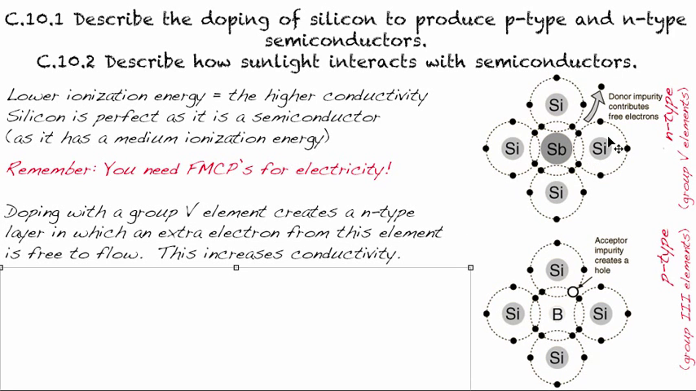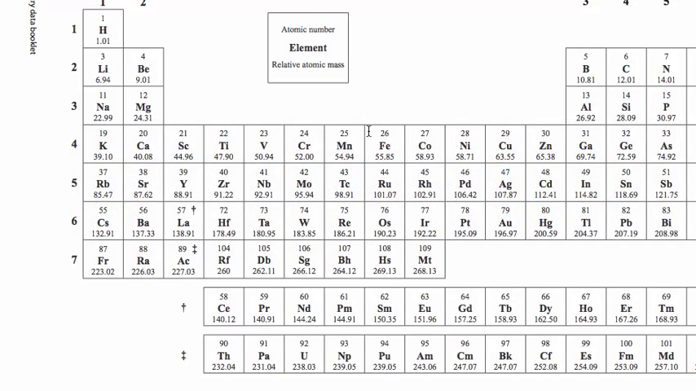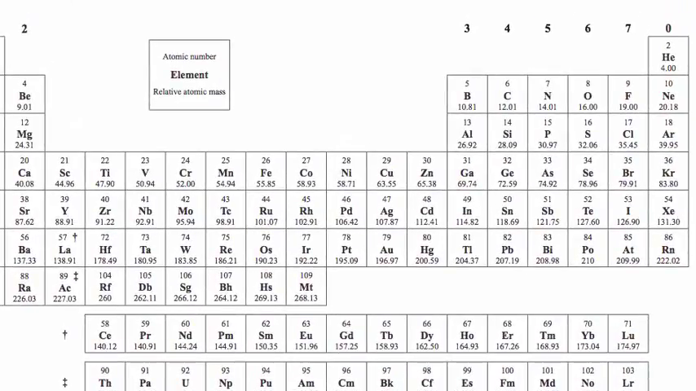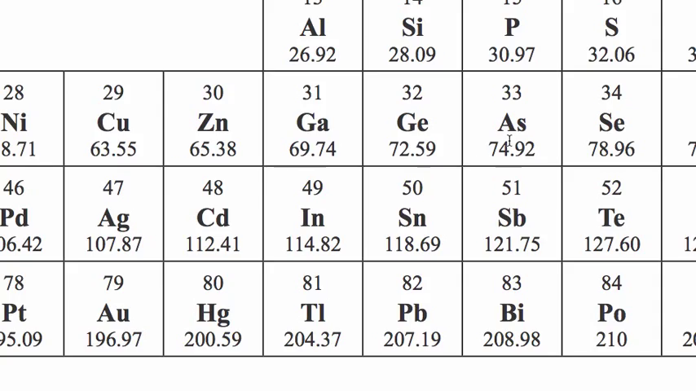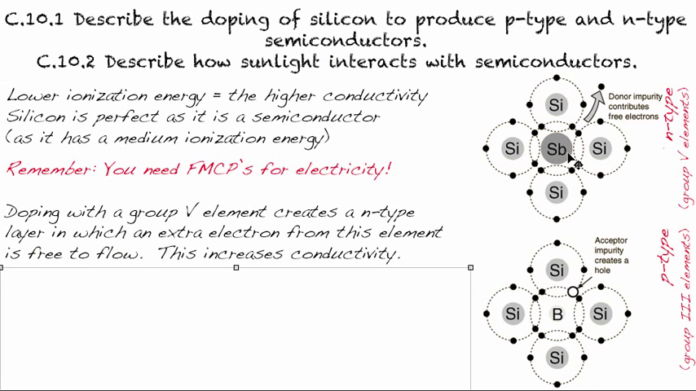So let's start with the N-type, which is drawn here. What we do is we dope the silicon with a group 5 element. So any of the group 5 elements listed here, and in this case, in the picture, we're going to use antimony. The reason that we use a group 5 one is because it has an extra electron that is free to flow. So in other words, all the group 5 elements have 5 valence electrons.